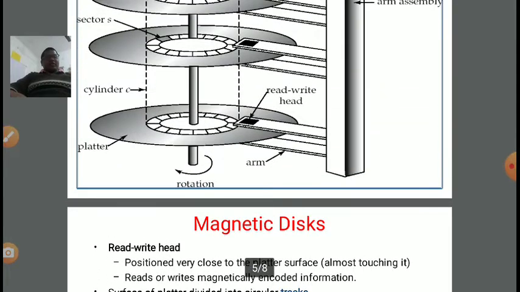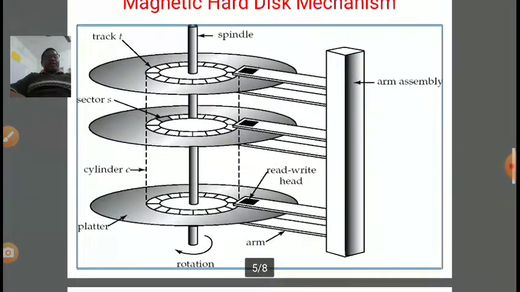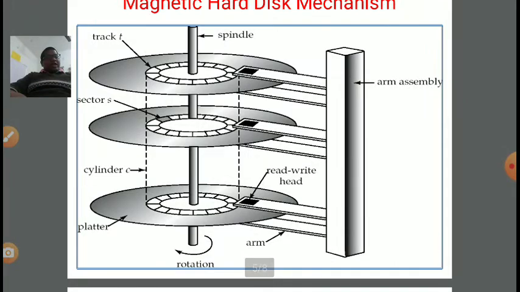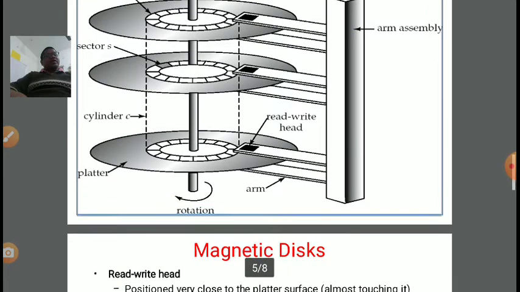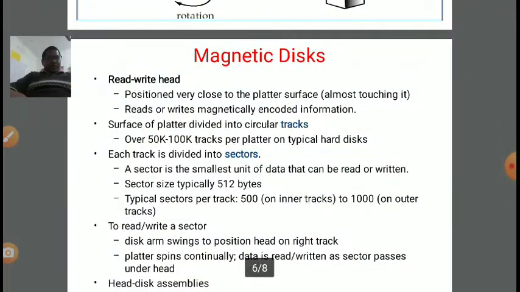Next, the surface of the platter is divided into circular tracks. If you see, this is the platter. Now the platter is divided into various tracks, and each track is further divided into various sectors, right? The surface of the platter is divided into circular tracks, like 50,000 to 100,000 tracks per platter on a typical hard disk. In a single hard disk, we can assume approximately 50,000 to 100,000 tracks are possible on a surface, right?